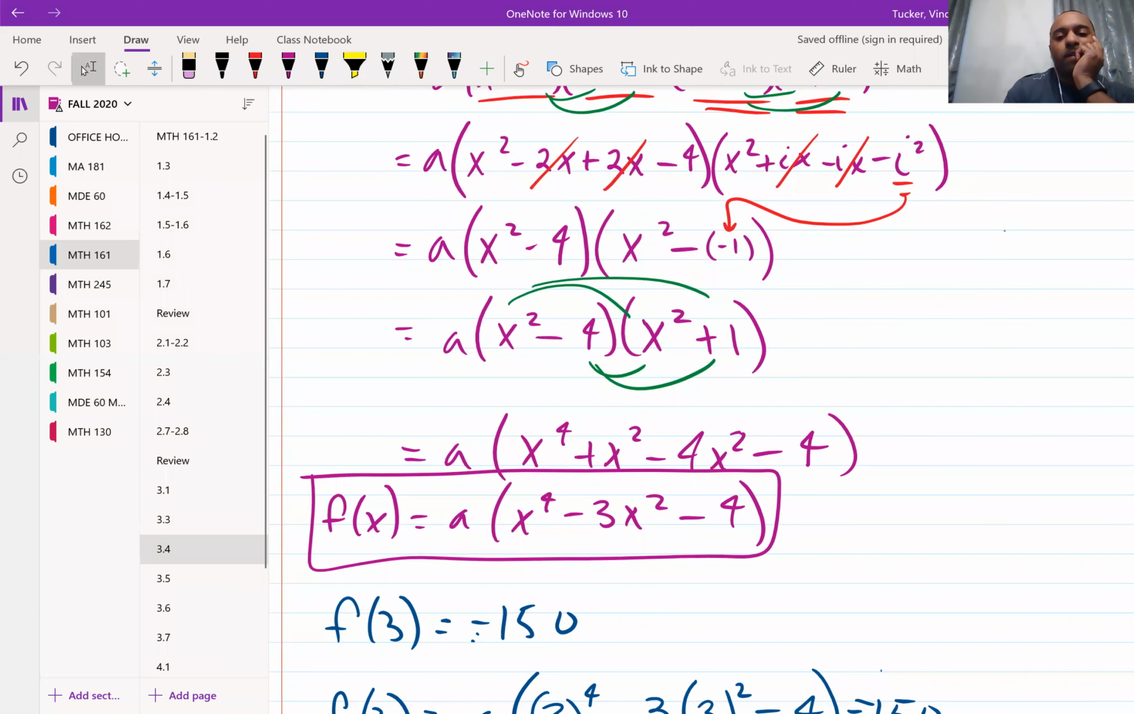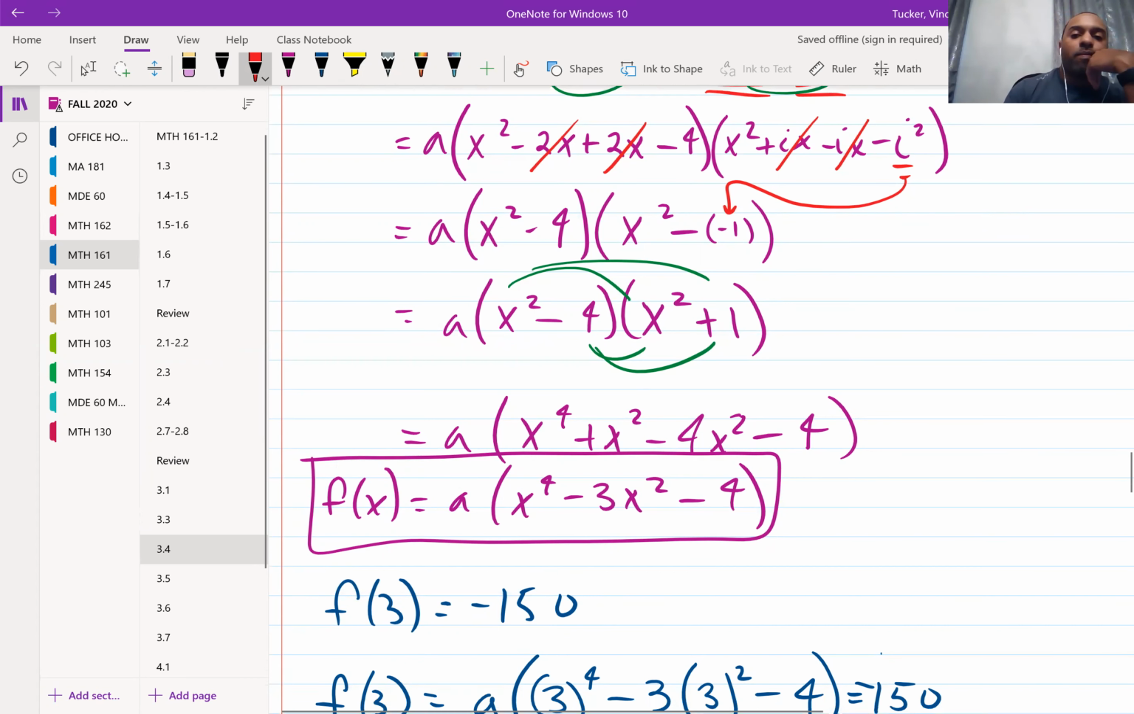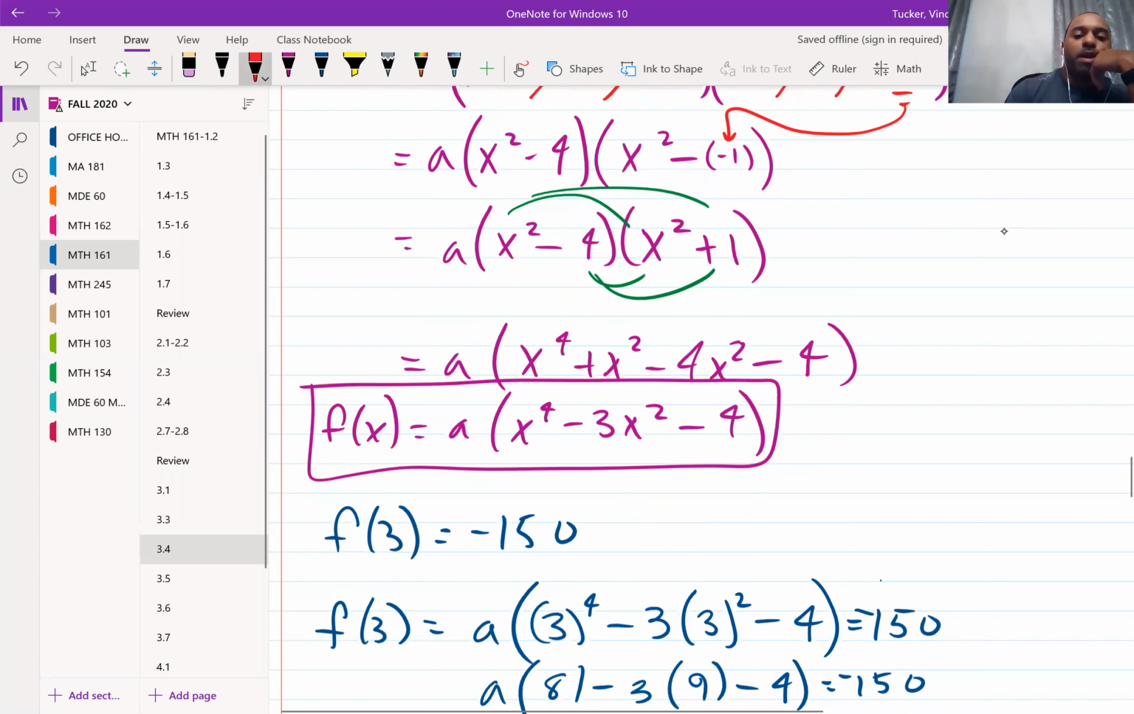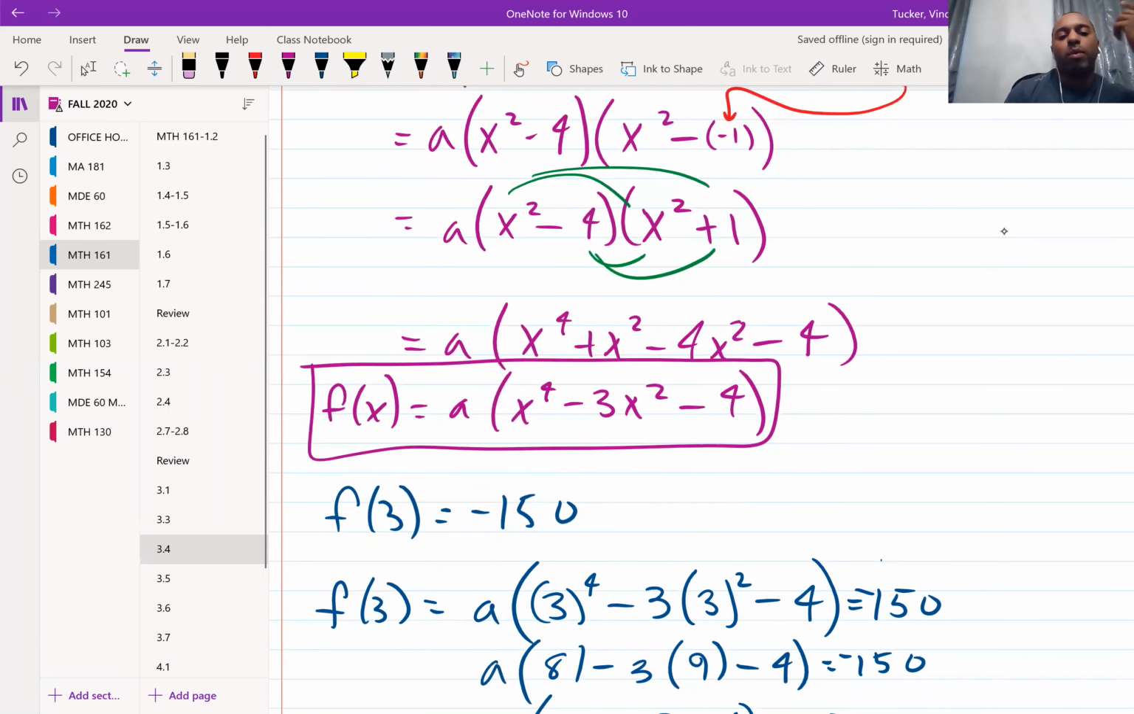All right, last thing. So remember we had that initial condition, f of 3 is equal to negative 150. So when I plug 3 into the function, I'm supposed to get out negative 150. And that's where a may come into play. So we'll just see. What we have to do is plug in 3 into the function. We're talking about this function right here. So that's why we have 3 to the 4th minus 3 times 3 squared minus 4. And once again, it's supposed to be equal to negative 150.